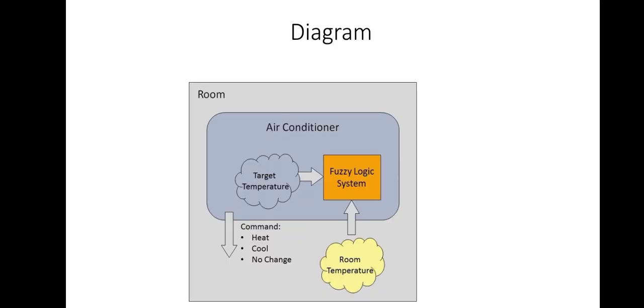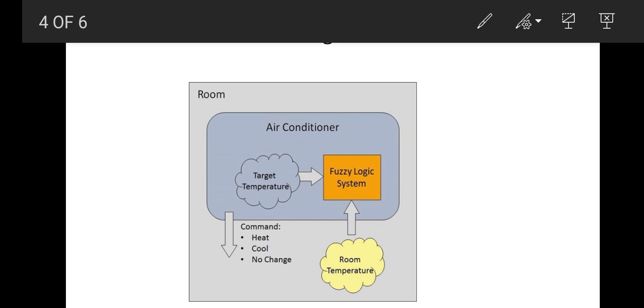Next, this is a diagram which shows the complete working of the air conditioning system. Here you have a room and this is the air conditioner. The air conditioner will set its value on the basis of two values. First, it will compare the values of the room temperature and the target temperature, and these values go as an input to the fuzzy logic system. The fuzzy logic system will take the input as crisp data and convert it into fuzzy data sets. So it will take the crisp data sets, and the commands here are heat, cool and no change.